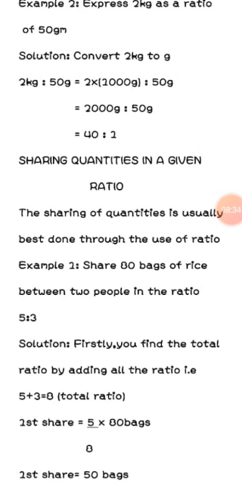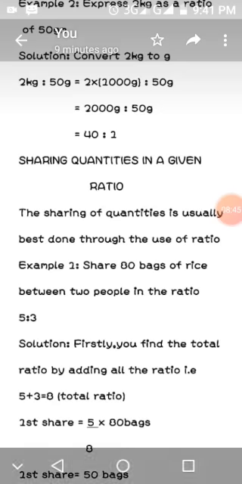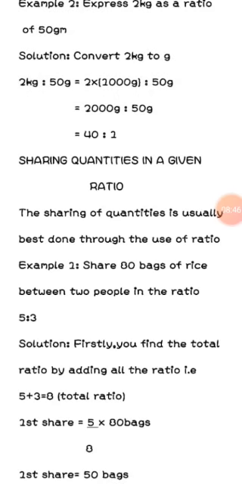Now, the sharing of quantity is usually best done through the use of ratio. Yes, even our government, the way they share things is according to what? Ratio. Now, I will explain that with an example. Example 1 says, share 80 bags of rice between 2 people in the ratio 5 to 3.